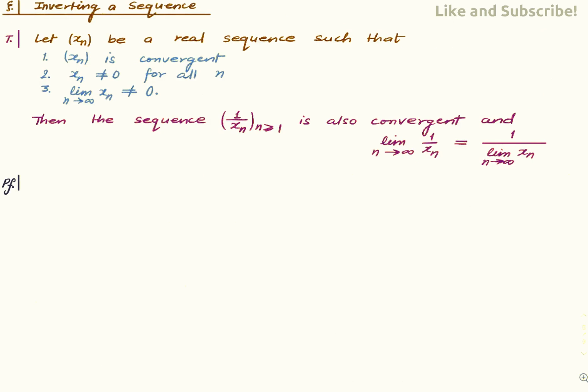So now we took care of addition, scaling, and multiplication, but now we go to division. So we have a sequence of real numbers such that three properties are satisfied. First of all, it is convergent. Second is that none of its terms are 0. And the third is that its limit is non-zero. Under these three conditions, we will show that this inverted sequence, meaning whose nth term is the inverse of the nth term of the original sequence, is also convergent, and further nice algebraic things happen. Limit of the inverted thing is inversion of the limit. So this is what we will prove.